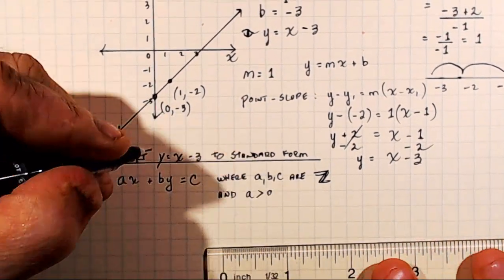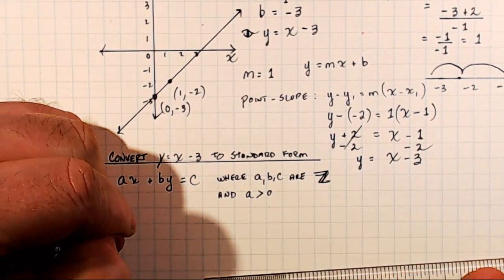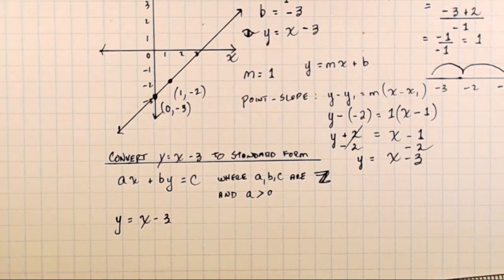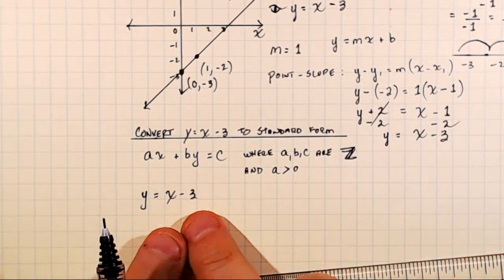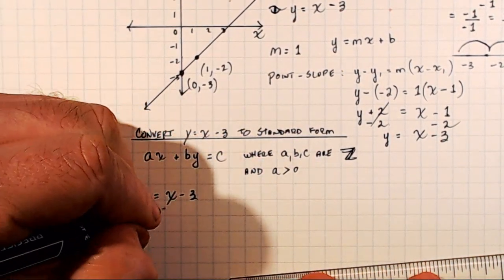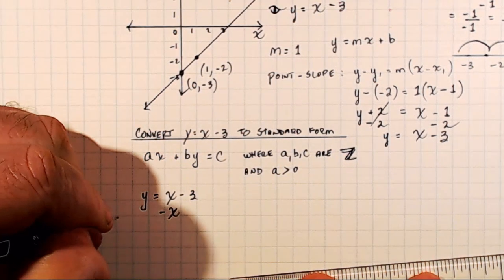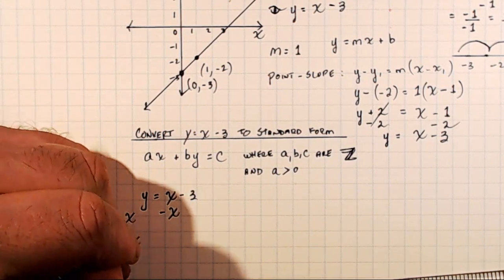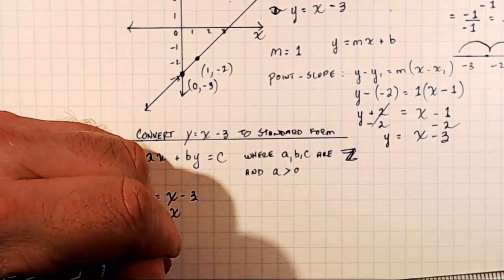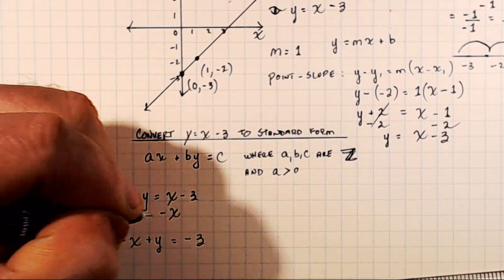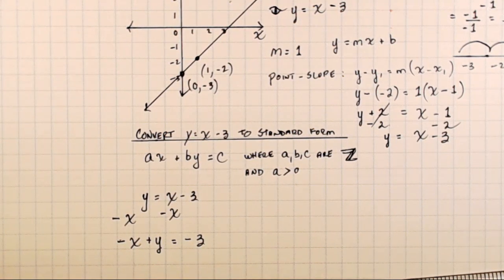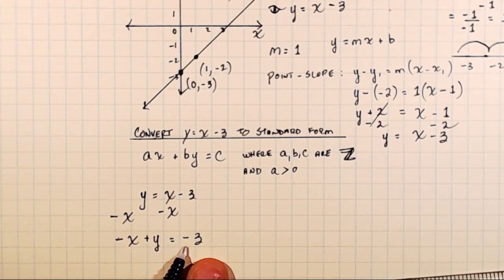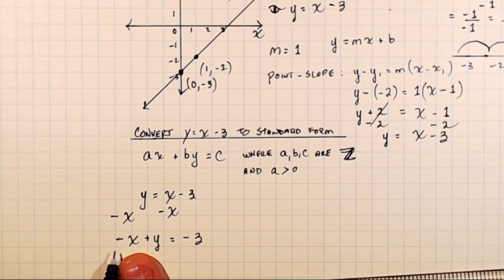All right, so now let's convert y equals x minus 3. Remember, if I want this form, I'm going to move the x value over. So I'll subtract x from both sides, and I have negative x plus y equals negative 3. Am I done? No. I have whole numbers right now. I have negative 1, 1, and negative 3, but I can't have a negative right there.